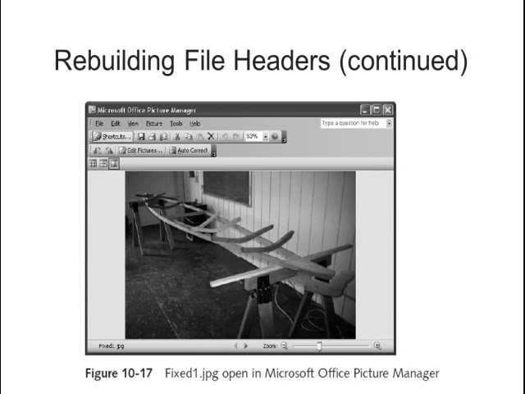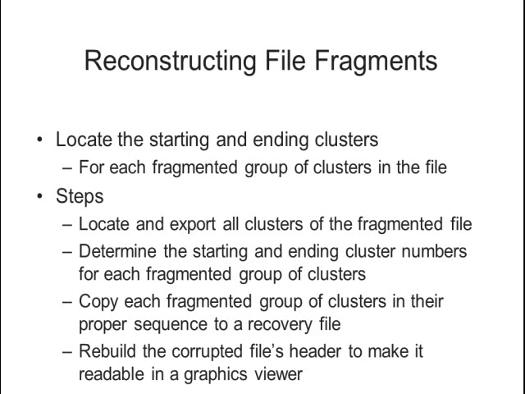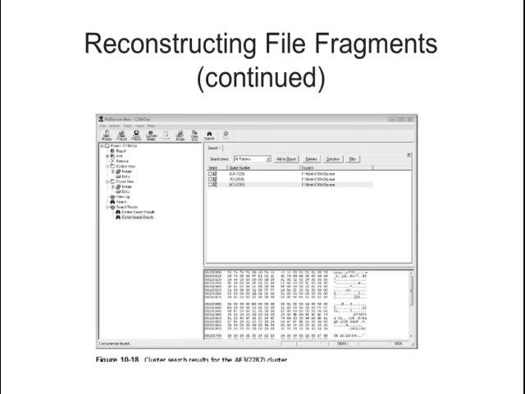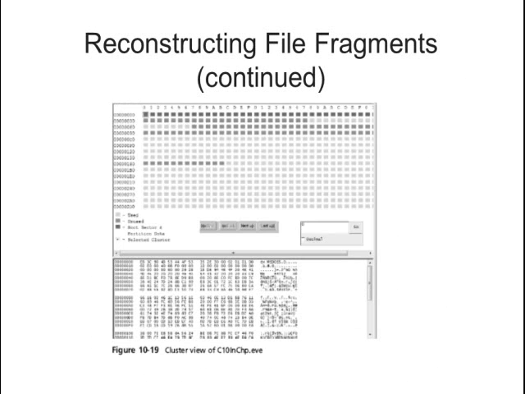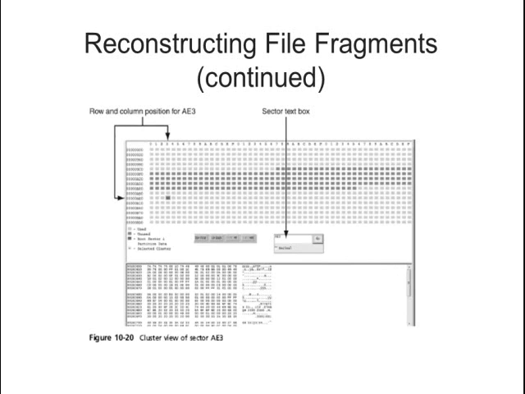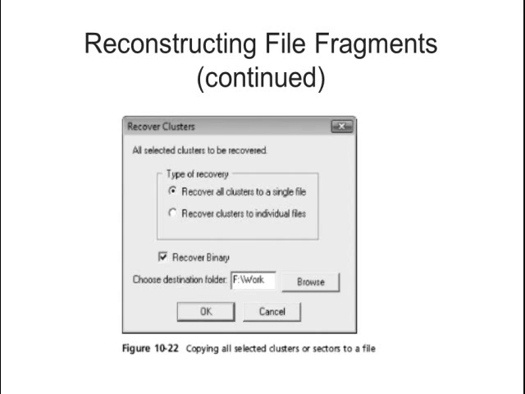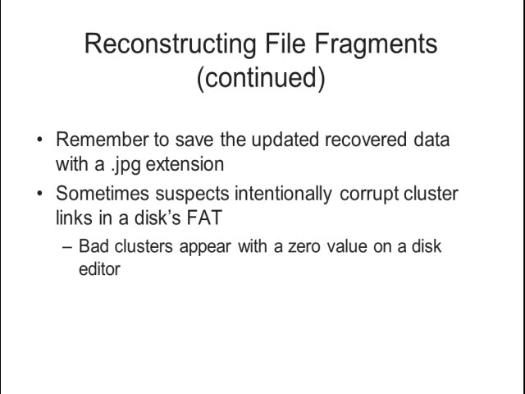The major steps for reconstructing file fragments include: locate and export all clusters of the fragment files. Determine the starting and ending cluster numbers for each fragmented group of clusters. Copy each fragmented group of clusters to their proper sequence in a recovery file, and rebuild the corrupted file's header to make it readable in a graphics viewer.